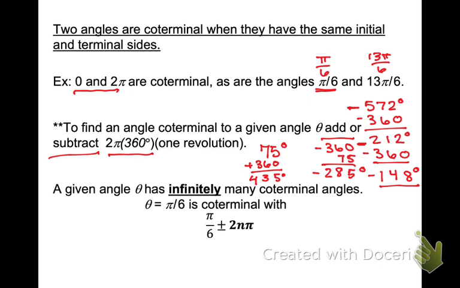Could I subtract 360 again? Yes. Angle theta has infinitely many coterminal angles. Yes, because it says it right there. I could add 360 to 572. There are infinitely many coterminal angles. So what we do is we take the original angle theta and put plus or minus 2 pi n if it is in radians, correct? If it is in degrees, it would be 75 plus or minus what? Not 2 pi, but what's 1 revolution? 360.